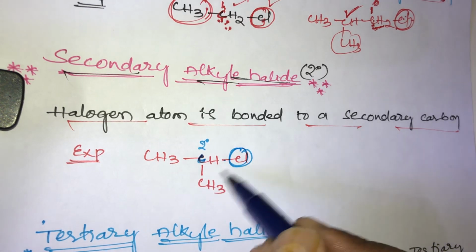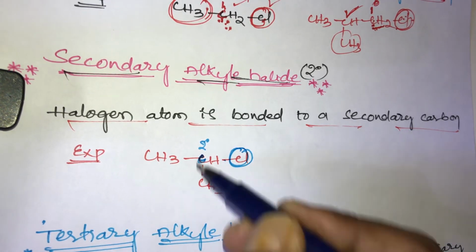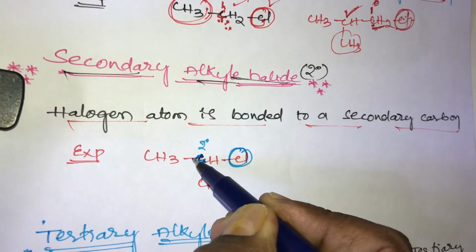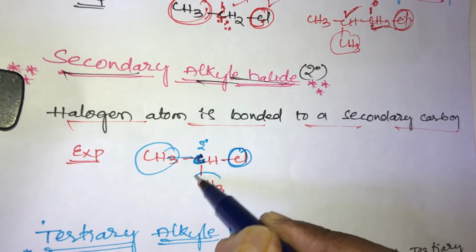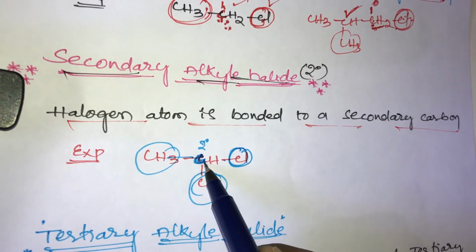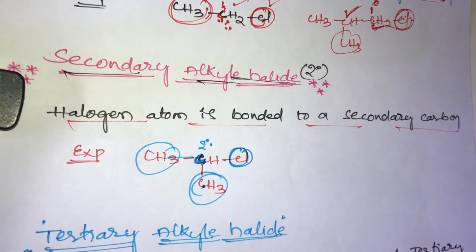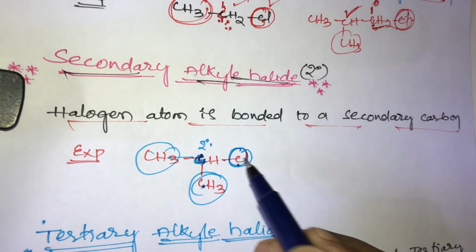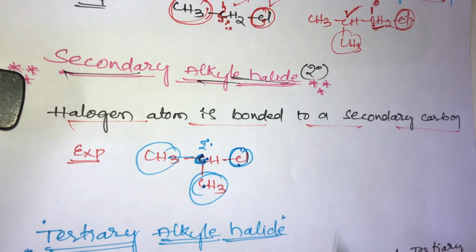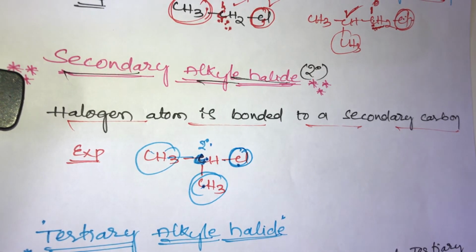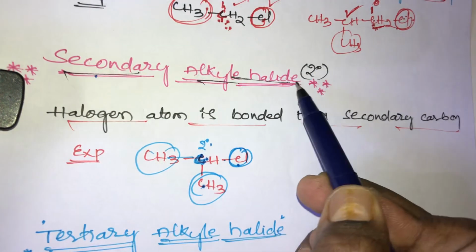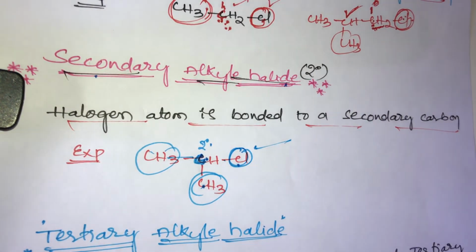For example, now take 2-chloropropane. Here is the secondary carbon. This carbon is attached to the left side carbon and the downside carbon. So this carbon is attached to two other carbons. That's why it is called a secondary carbon. This halogen is attached to the secondary carbon, so that's why it is called a secondary halide. This is a secondary alkyl halide example.